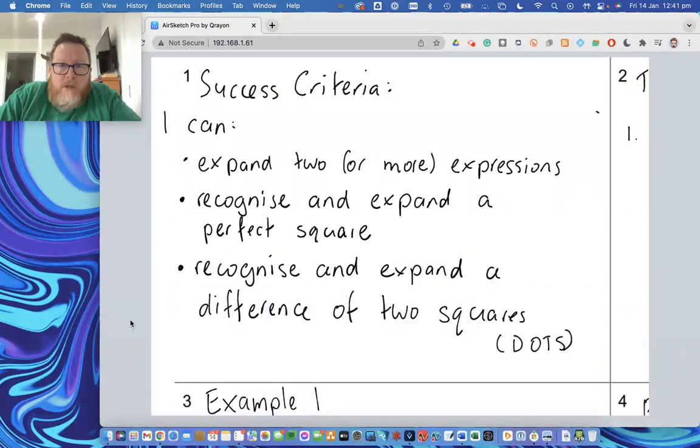Now, for the most part, these expansions are going to be a review of what you've done in previous years at school, I would imagine. But the examples I use hopefully might bring it to the next level. Maybe not, we'll see how we go.